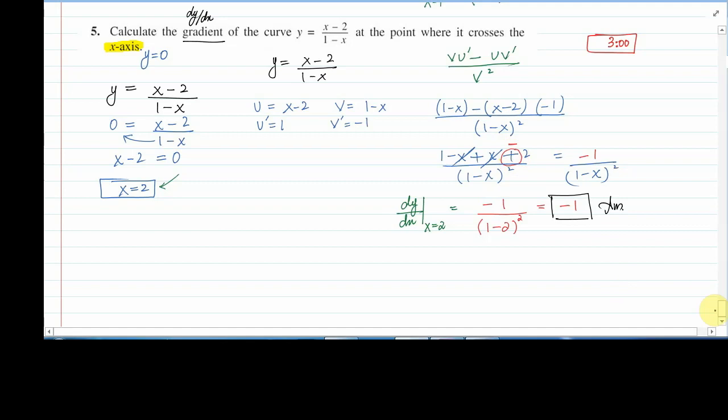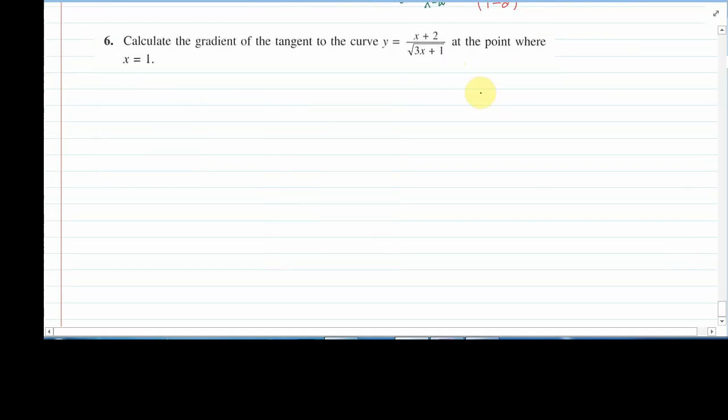Alright, so moving on towards the next question. It's question number 6. Same exercise, same pattern. Calculate the gradient, that means dy by dx, of the tangent to the curve at the point where x equals 1. So you have the value of x and you need to find dy by dx. The question we have: y equals x plus 2 divided by 3x plus 1 power 1 divided by 2.